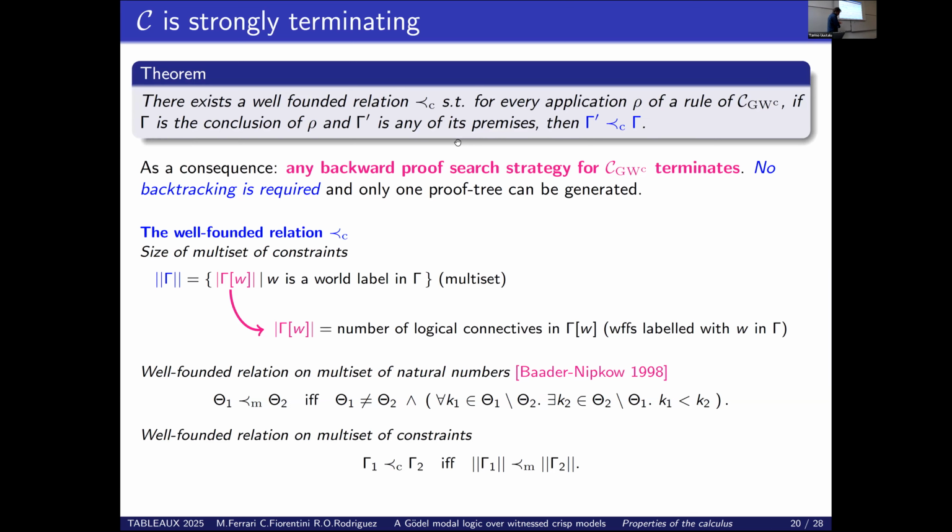Well, the further result we put in the paper is that the calculus is strongly terminating. There is a well-founded relation on sets of constraints which decreases applying the rules of the calculus backward. And so any backward proof strategy for the calculus terminates. The rules are invertible, so we don't need backtracking. And indeed, there is only one proof tree that can be generated.